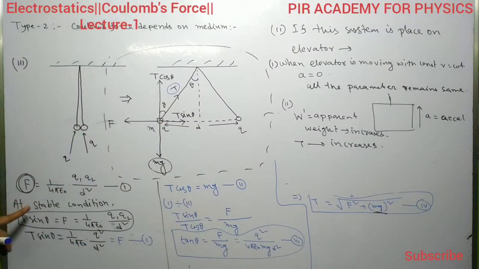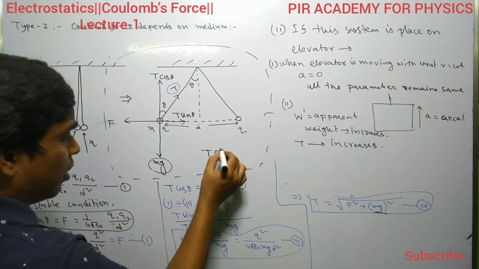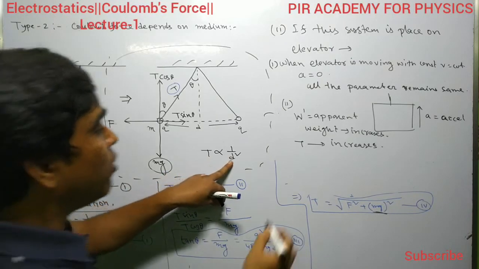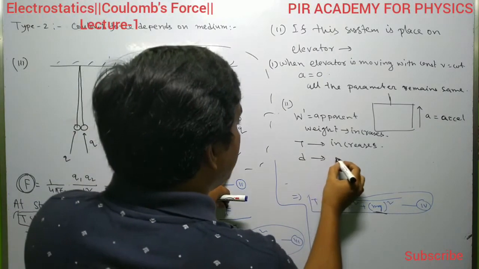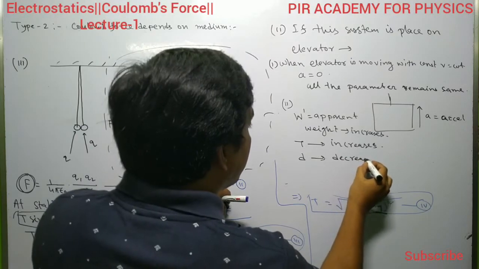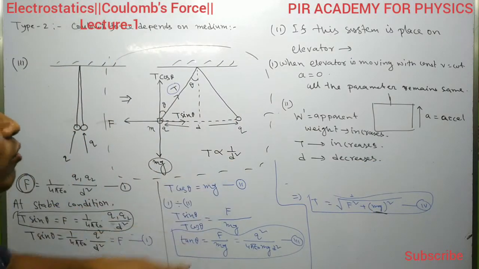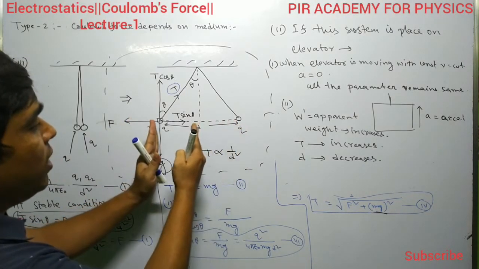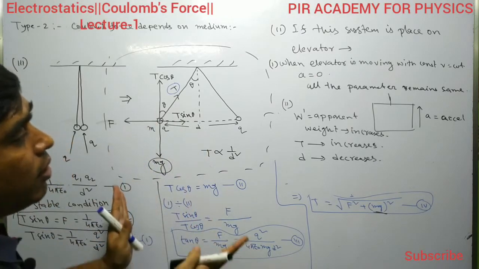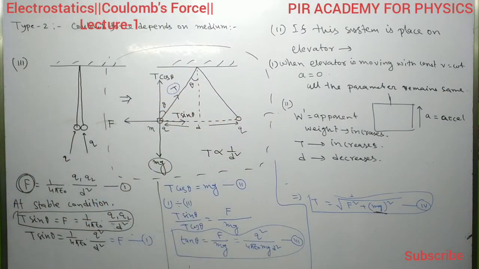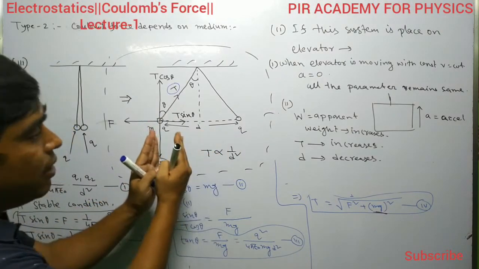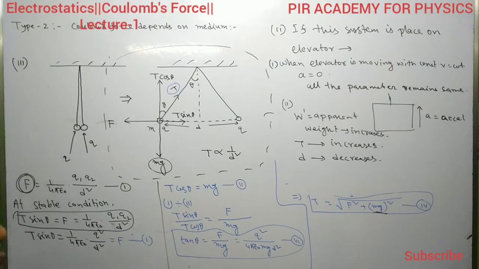So if tension increases, using this formula we see that T is proportional to 1 by d square. If T increases, so d must decrease. So using this formula, in this case the separation between two charges will decrease. So when the elevator is moving upward with acceleration a, then in this system the separation between two charges will decrease. This is condition number 2.